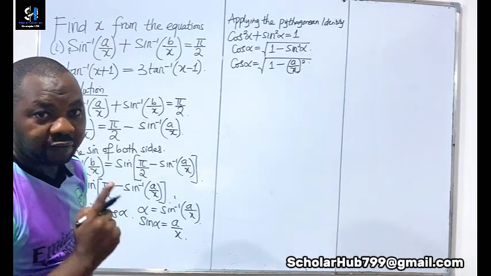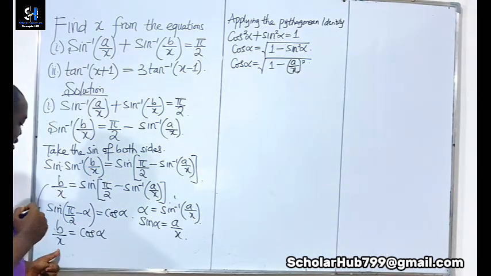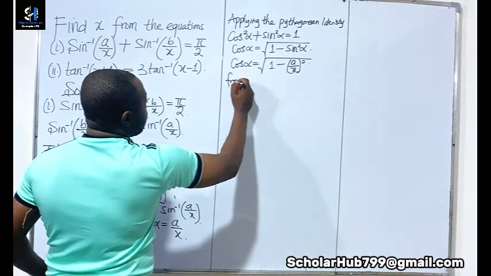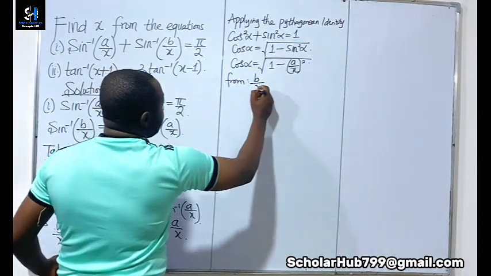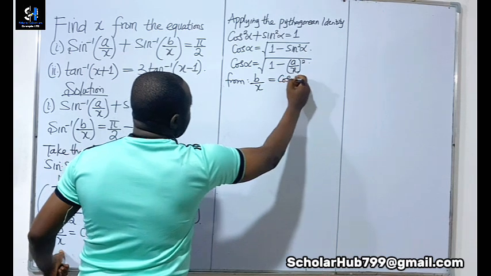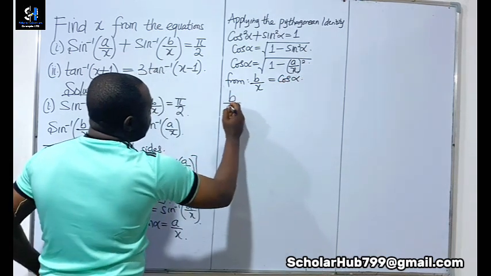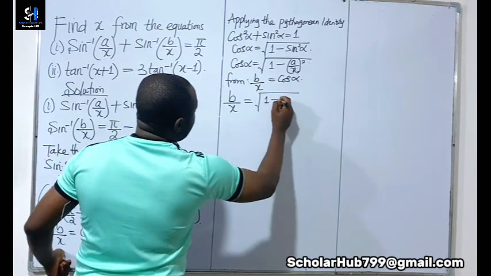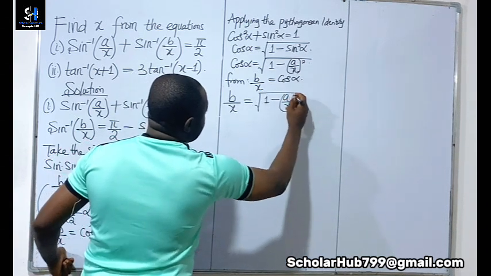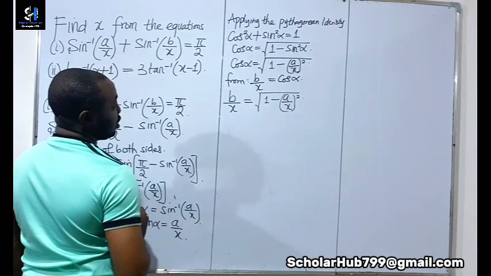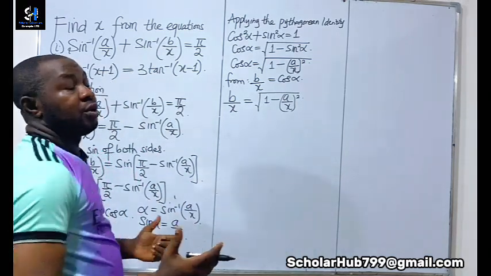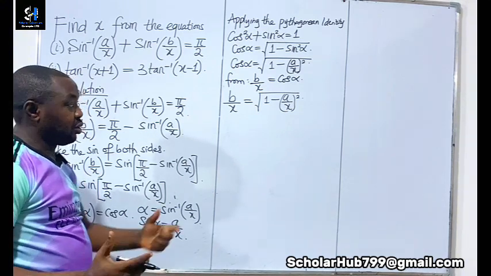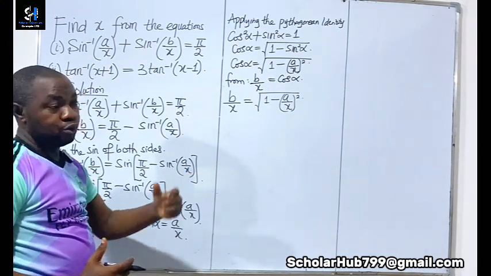Remember, we want to find x. From b over x equals cos alpha, b over x equals the square root of 1 minus a over x squared. Now this is where we can make x the subject of the formula. This will be very simple to do from here.